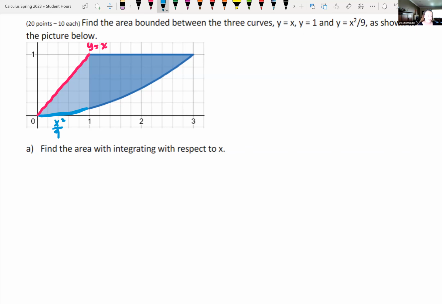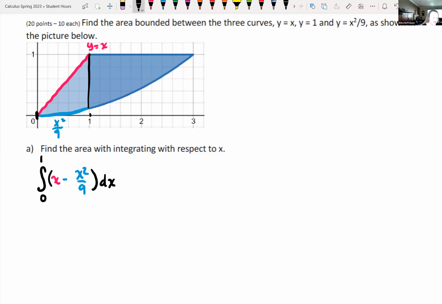And so let's look at setting up the integral for just that little piece, that lighter shaded blue in the picture. We're looking at the integral. Our value of x where we're starting is at 0, and the value of x where we're ending in this picture is at 1. Our top function here is x, so we take the top function x minus the bottom function, which in this case is x squared divided by 9, dx. So that just gives us the area of this first piece.